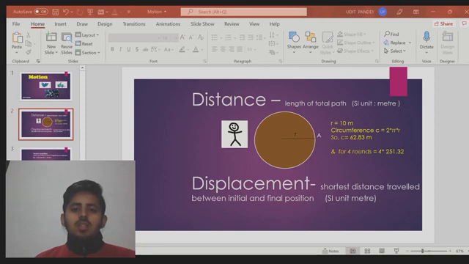Suppose we take the same example of Rohit. He starts from the point A and he completes one round. So he started from the point A, so it is his initial position, and he comes back to the same point, so it is his final position too. So technically he covered no displacement. He covered the distance but the displacement was zero as the distance between the initial and the final position is zero.